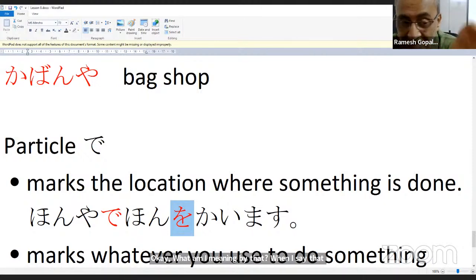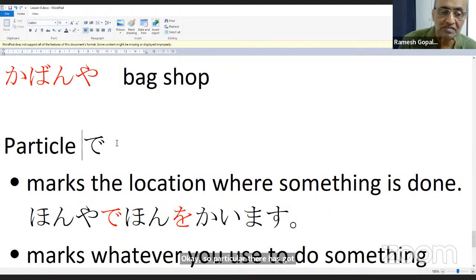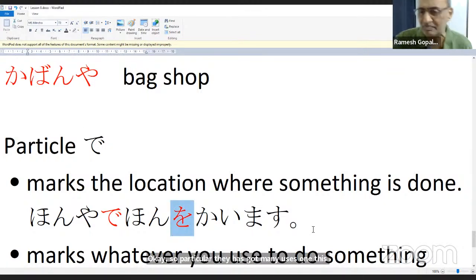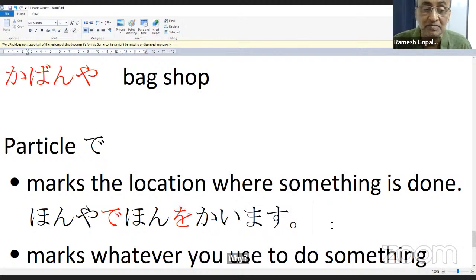Restaurant, I'm doing something there. So, particle de is for the location where something is done. What is being done here? Here, honya de hon o kaimasu. Okay, so particle de has got many uses. One, this. O is for the direct object. Simply ask the verb what? Eat what? Buy what? Read what?